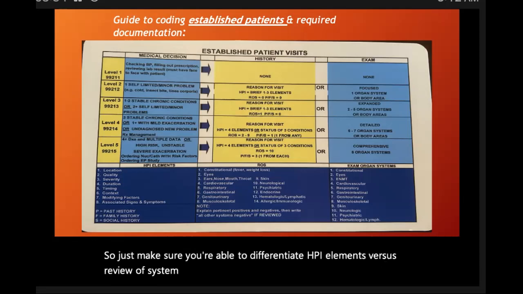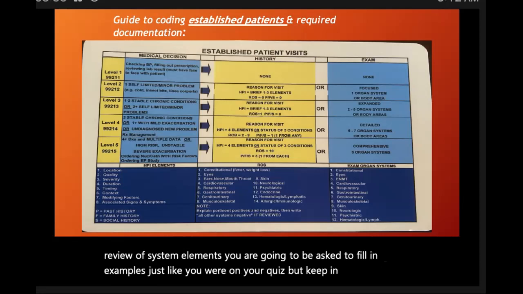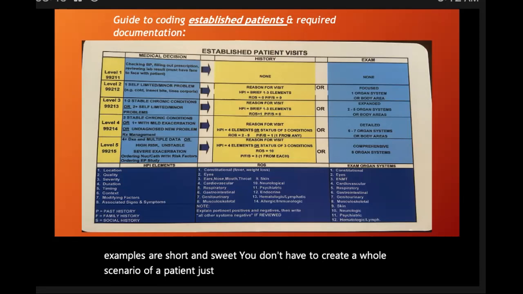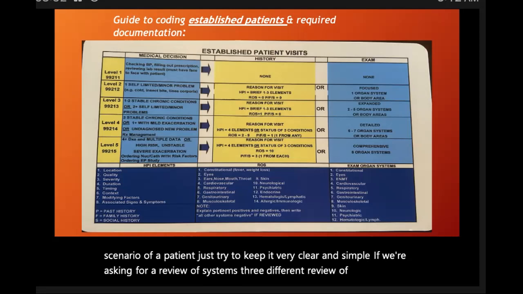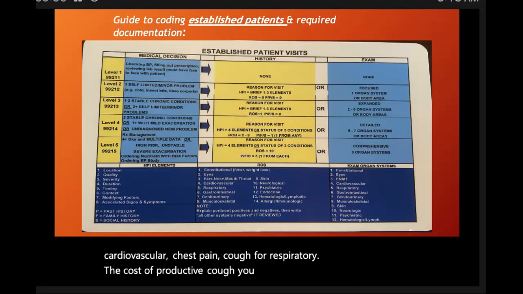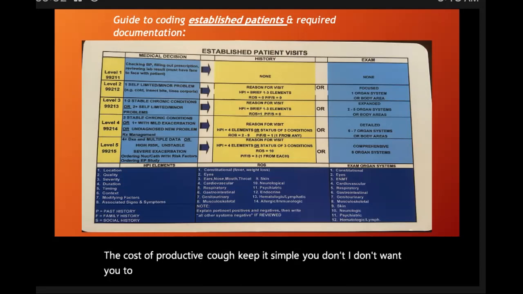You are going to be asked to fill in examples just like you were on your quiz, but keep in mind your examples are short and sweet. You don't have to create a whole scenario of a patient. Just try to keep it very clear and simple. If we're asking for 3 different review of systems, just do 3, bam, bam, bam. Ears, nose, throat, cardiovascular, chest pain, cough. For respiratory, like a cough, productive cough, keep it simple. I don't want you to waste time that you're going to need to be using towards reading other questions and answering them.